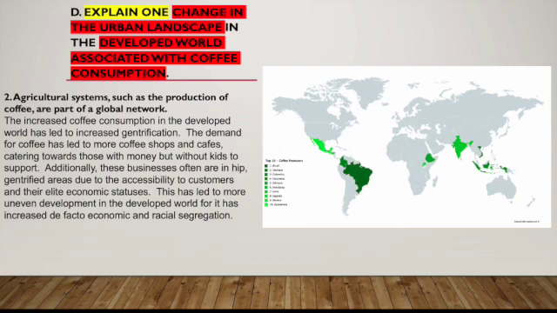to support. Additionally, these businesses are often in hip, gentrified areas due to the accessibility to customers and their elite economic statuses. This has led to more uneven development in the developed world, for it has increased de facto economic and racial segregation.